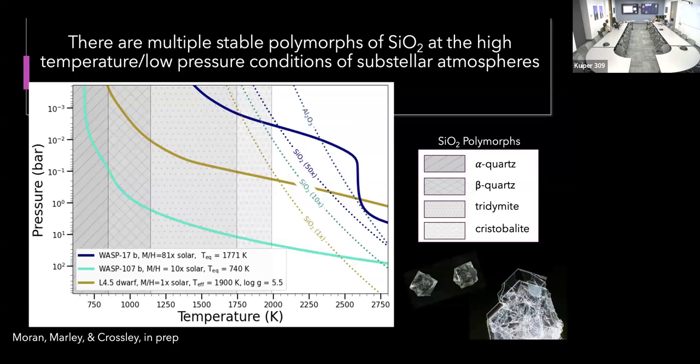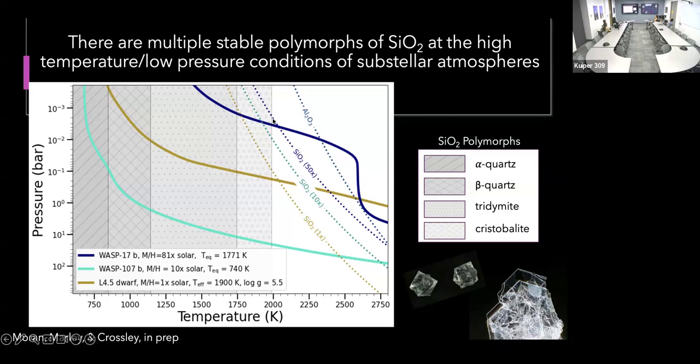So to break that down a little bit better, now I'm showing you again our favorite temperature pressure diagram. The dotted lines are the different condensation curves. Solid lines are different model atmospheres, and then I've shaded the different background regions where a particular polymorph should be dominant. So I've just basically drawn lines of where these things are stable at 1 bar, and then I just carry that up to lower and lower pressures. It's probably not totally legit, but it's good enough for our toy model.